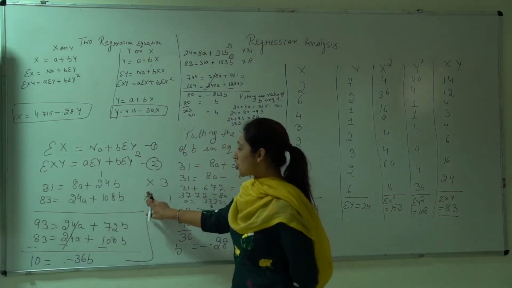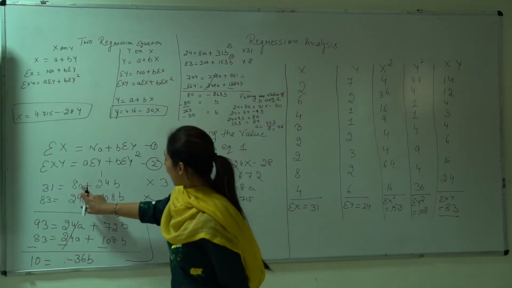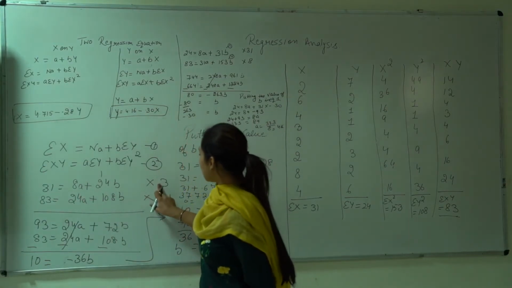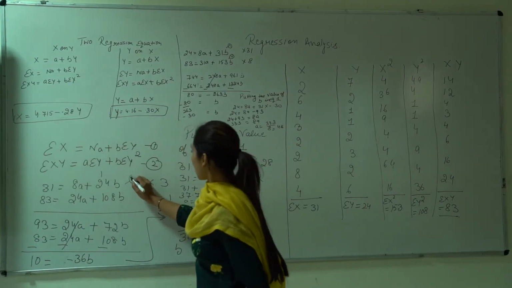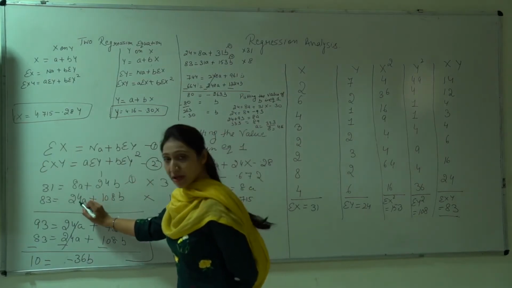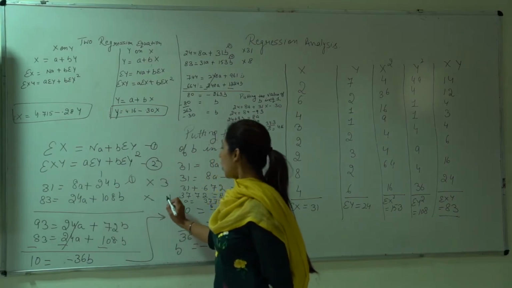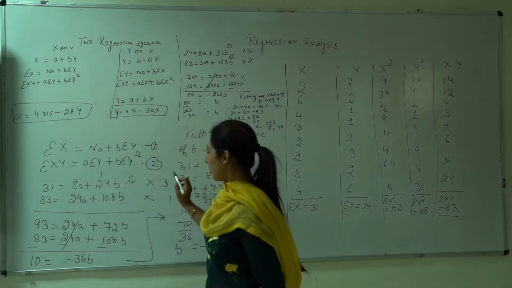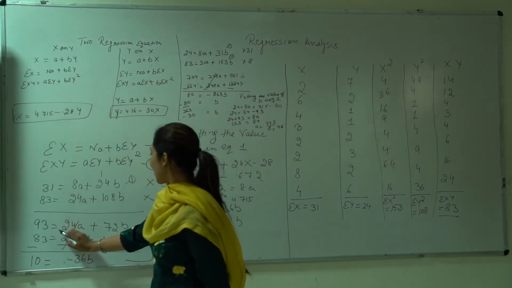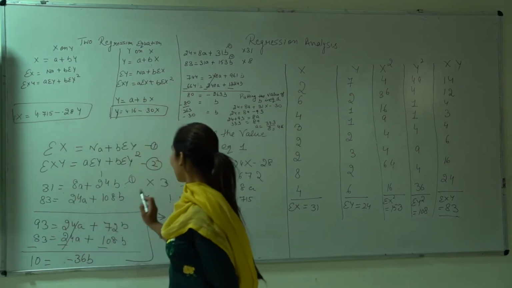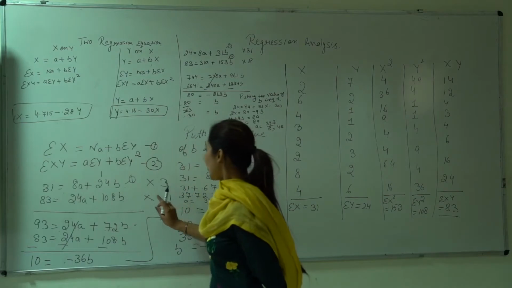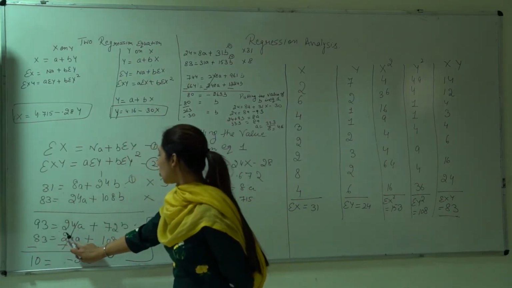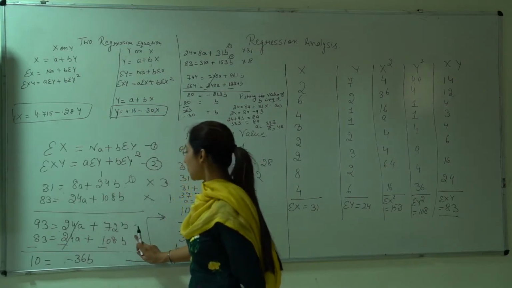So in this equation, I am making the values of a equal. For that, I will be multiplying the first equation with 3 so as to make it 24, and the second equation by 1. When I multiply the whole equation 1 with 3, it will come to be 93 is equal to 24a plus 72b. The second will be multiplied by 1, so it will be the same: 83 is equal to 24a plus 108b.